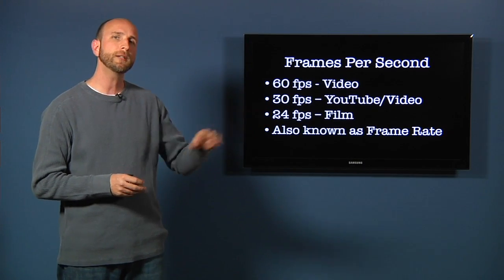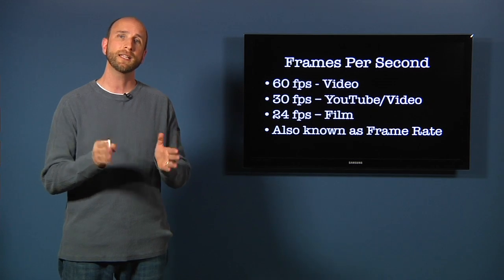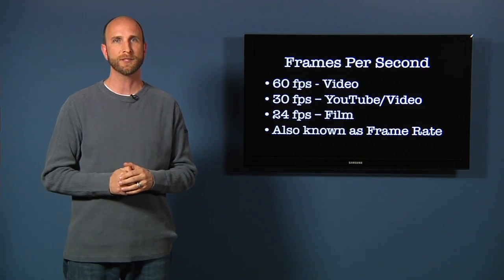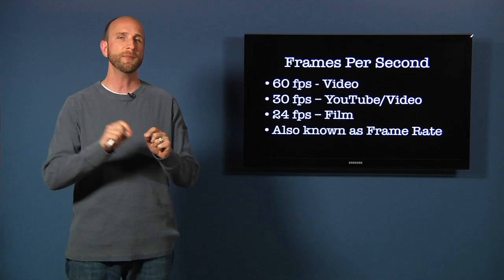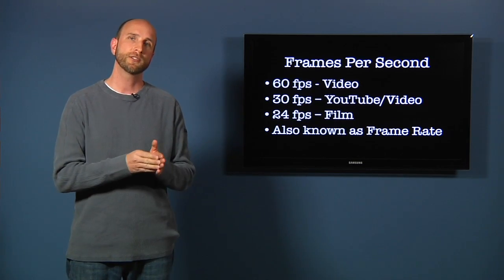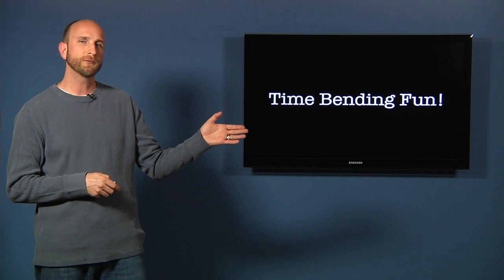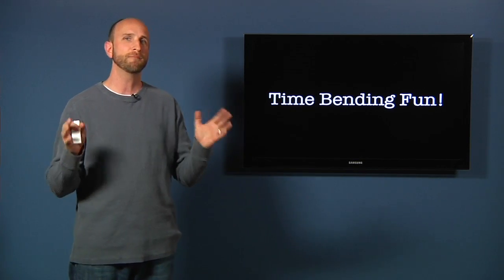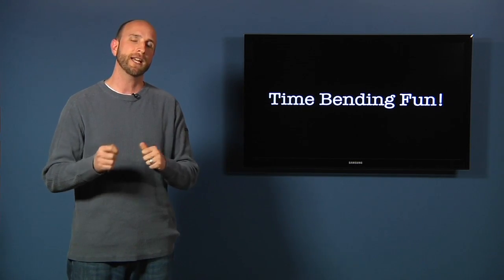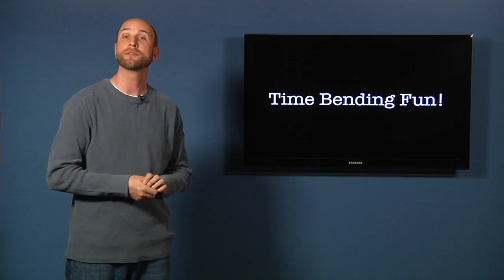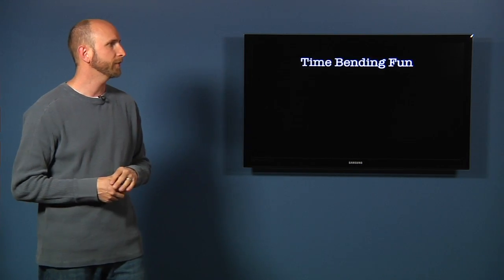That's really important to understand, because when you're making your stop action or time-lapse video, you need to know how many frames you have per second so you know how to time everything. Now, we can do all kinds of really nice things. We can have some time blending fun by changing how we shoot and how that relates to our frame rate. So let's talk about a few of those.